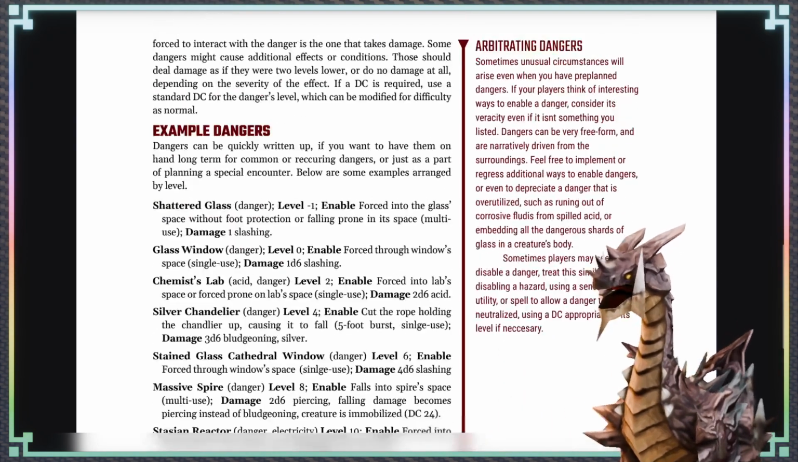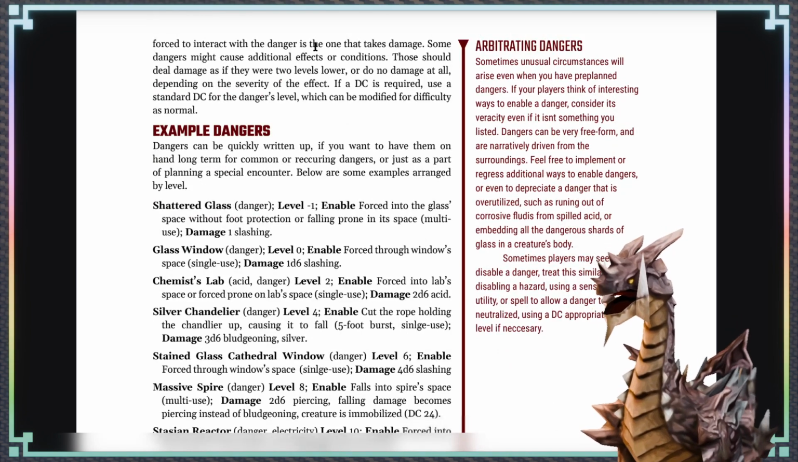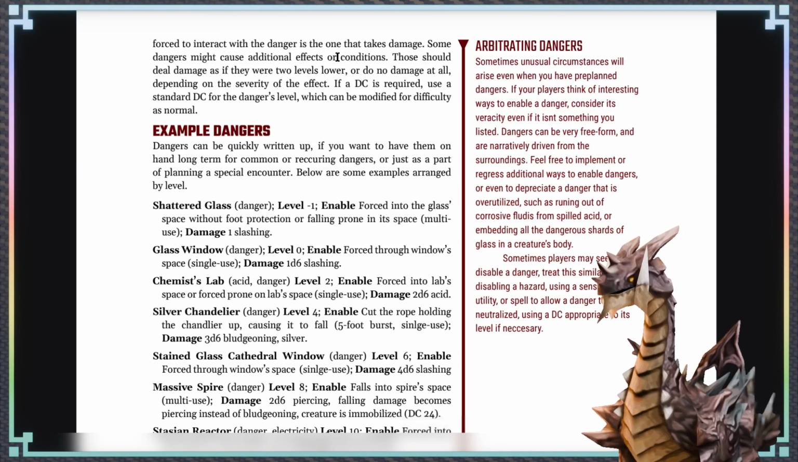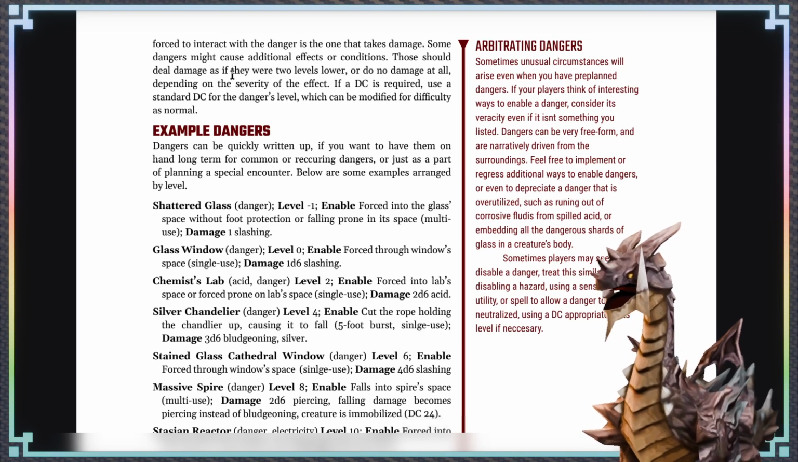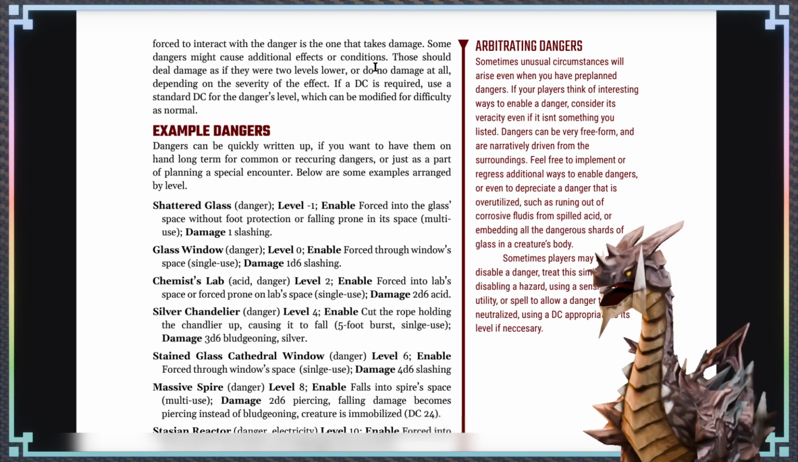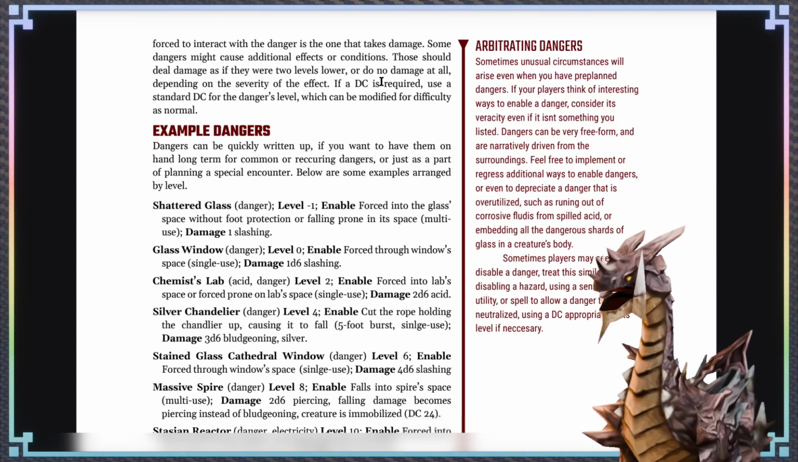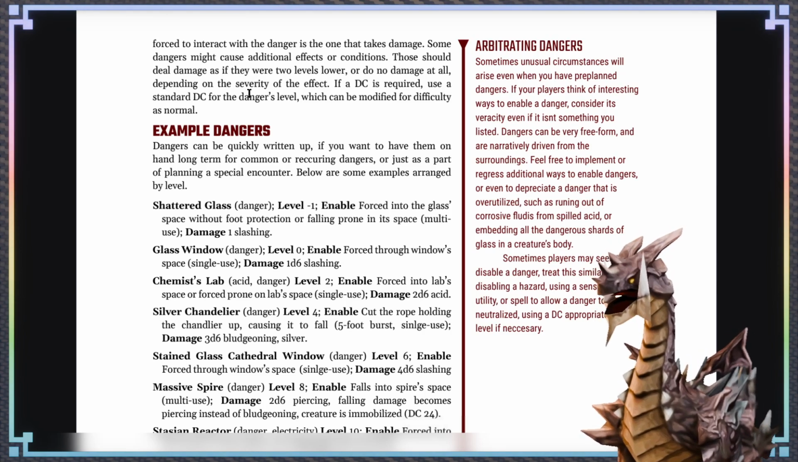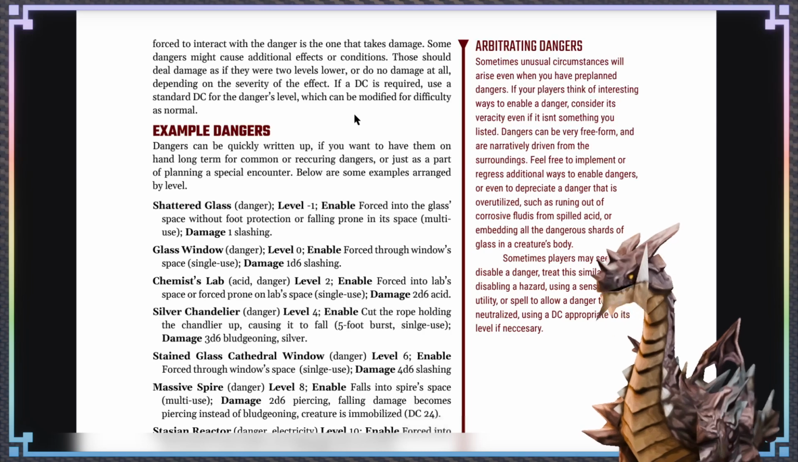The creature being forced to interact with the danger is the one that takes damage. Some damage might cause additional effects or conditions. Those should deal damage as if they were 2 levels lower, or do no damage at all, depending on the severity of the effect. If a DC is required, use the standard DC for the dangerous level, which can then be modified for difficulty as normal.